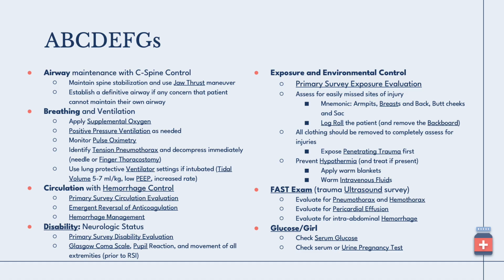Disability, so this is where we're assessing for our patient's neurological status. So doing a primary survey evaluation, making sure you get your Glasgow coma scale, which we'll talk more about when we come to our altered mental status lecture.